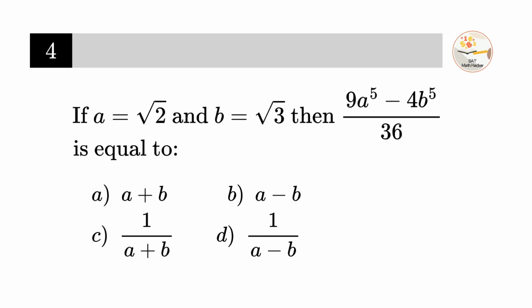In this SAT problem, we're given that a equals square root of 2 and b equals square root of 3. And we need to simplify the expression (9a^5 - 4b^5) / 36. Let's break it down. First, calculate a^5.